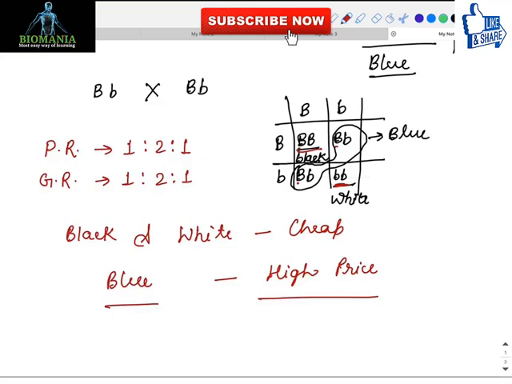If they keep the black one and the white one, only then can they get the complete blue fowl, but they don't know the reason, so that's why they make this mistake. Every time they get the black one and the white one, they just kill them and keep only the blue one, thinking that they will get a high price for that.